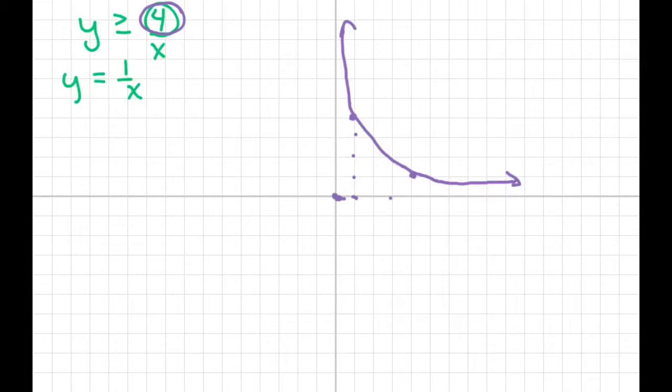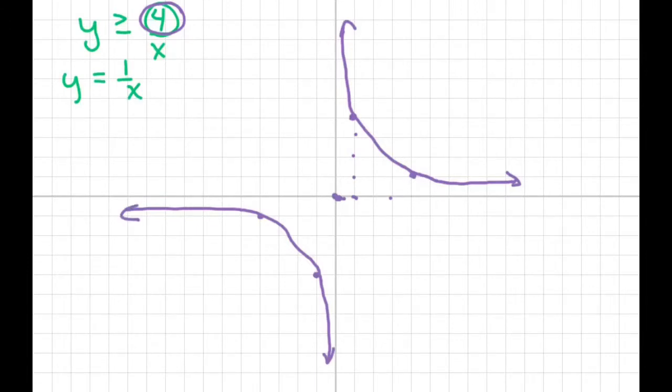Okay, and you also have to do it for quadrant 3. So we're going to go to the left 4, 1, 2, 3, 4, and down 1. And then go down 4, 1, 2, 3, 4 to the left 1. And then just kind of go by the parent function. Oh, there we go. Something like that.